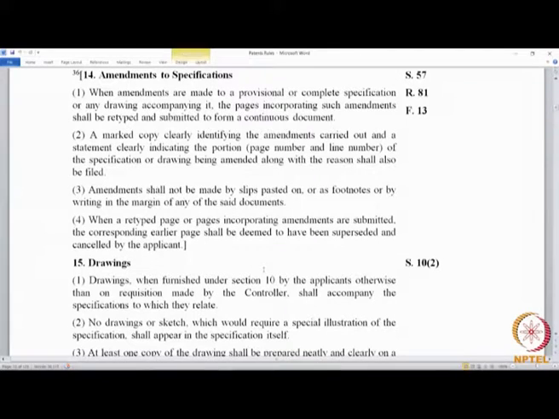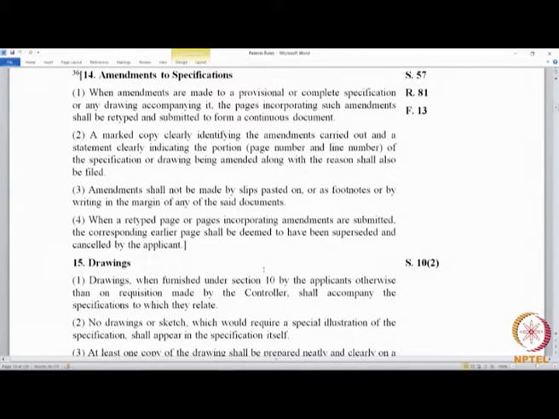Rule 14 deals with amendment of specifications. Now, specifications can be amended at the patent office at any time before the grant and also after the grant. Now, section 57 describes the details of amendment of a specification. Now, there can be voluntary amendments, there can be amendment pursuant to a direction by the controller. We will be looking at that in greater detail when we cover section 57.